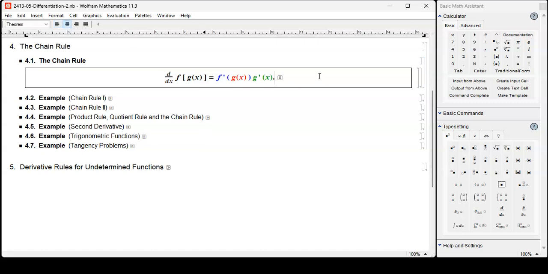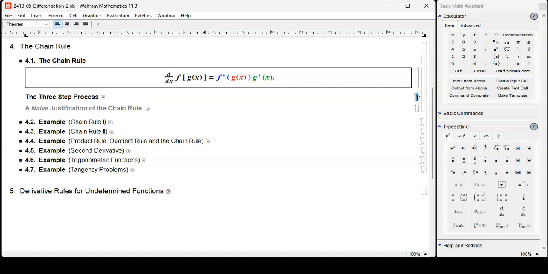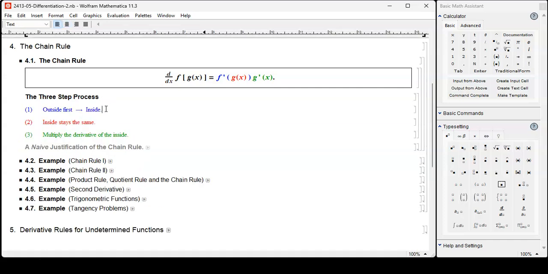Here's the chain rule, and here is a three-step process. Outside first, inside stays the same, and then multiply the derivative of the inside, like a dangling chain. Right here. Not inside. Inside stays the same. Like a dangling chain, it comes outside right here.